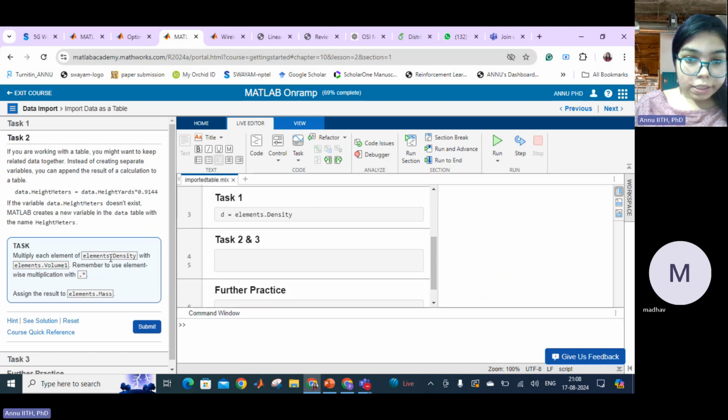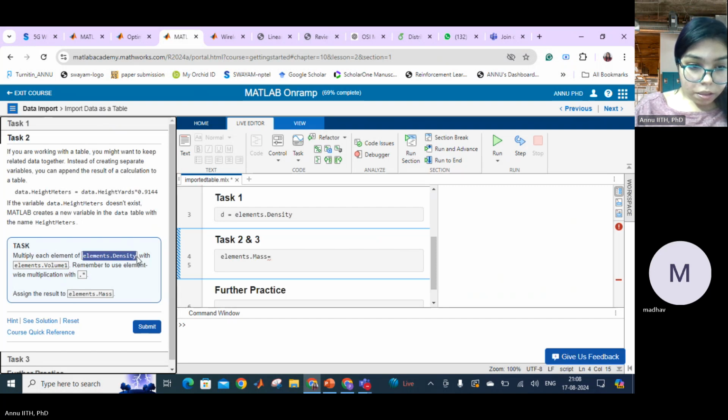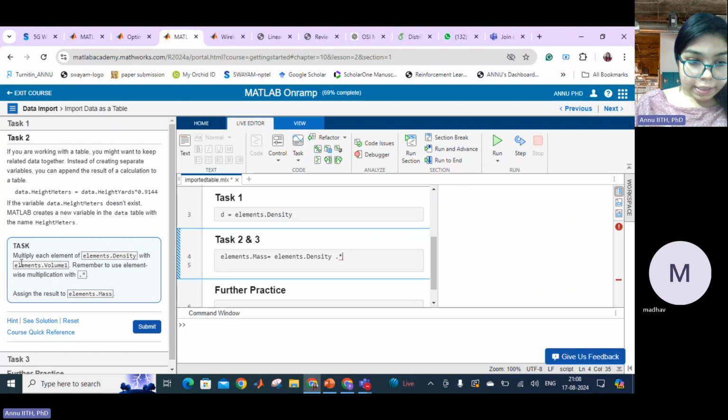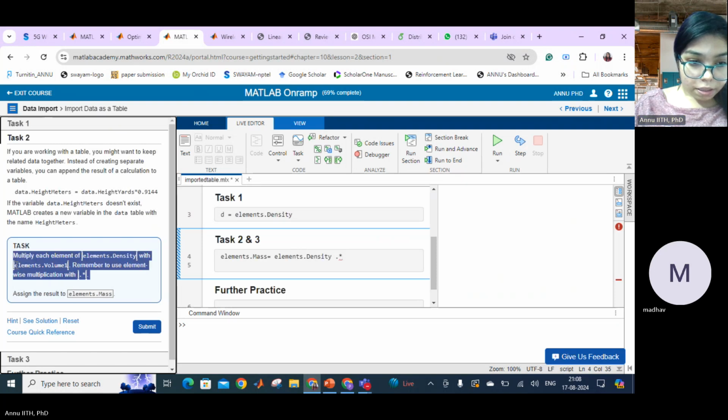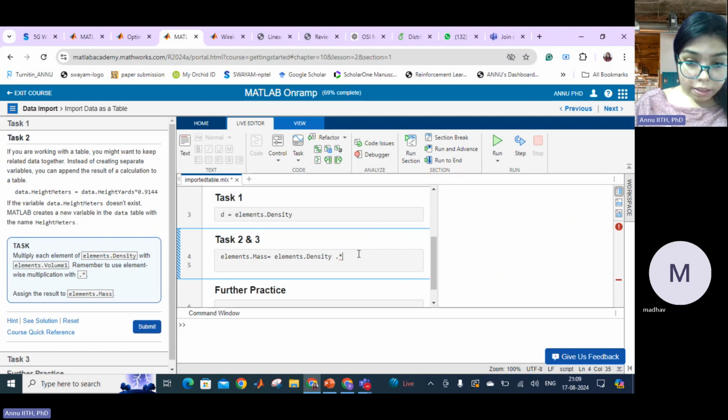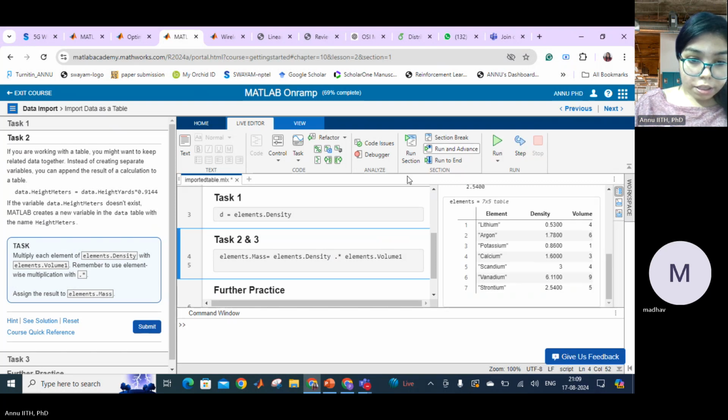So for the quick, I'm doing like this. Since it is two vectors, I was telling that dot is element-wise vector multiplication. Normal star means that it's a matrix multiplication. So here in this case, it is not valid because both are the same. Okay. So it is working.